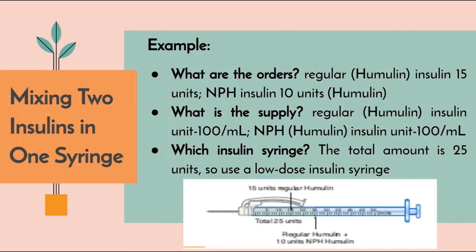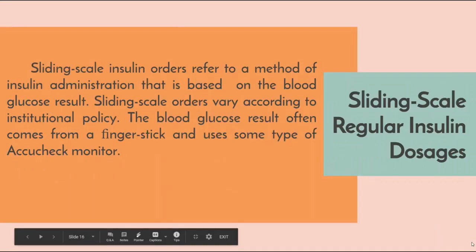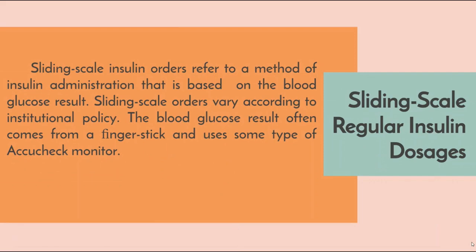The orders again are regular Humulin insulin 15 units and NPH Humulin insulin 10 units. The supply, regular Humulin insulin U-100 per ml and NPH Humulin insulin U-100 per ml. Since the total amount of both insulins when added together is 25 units, we will be using a low-dose insulin syringe. Sliding scale regular insulin dosages.